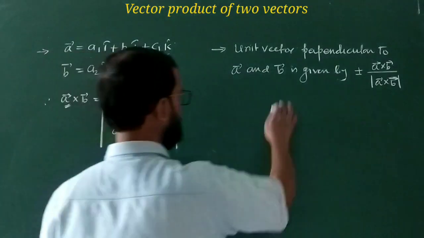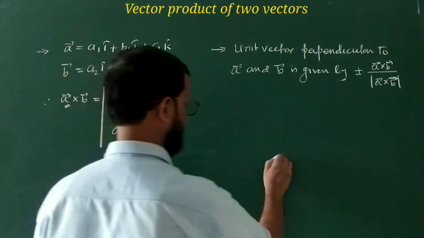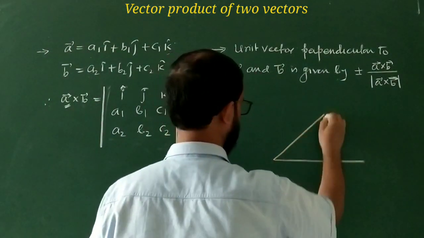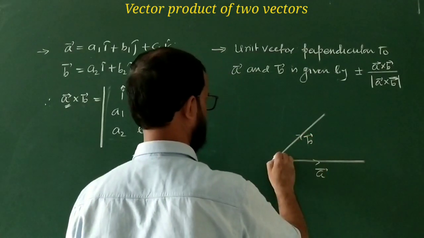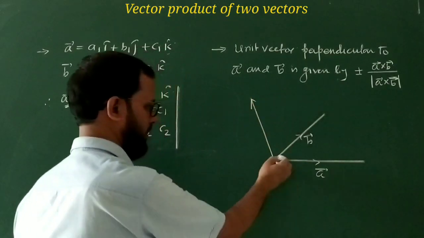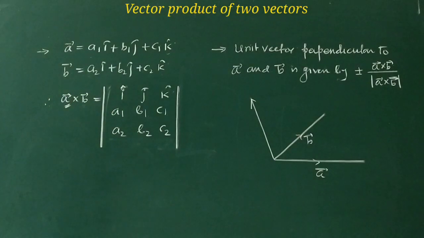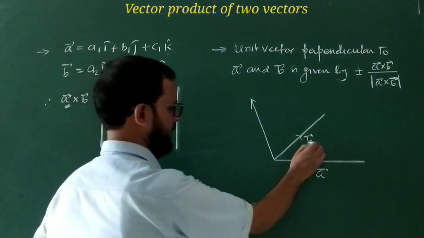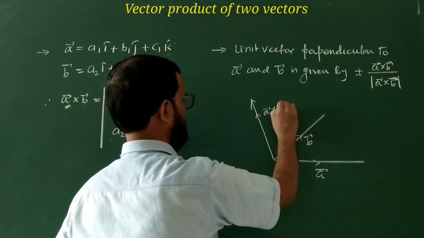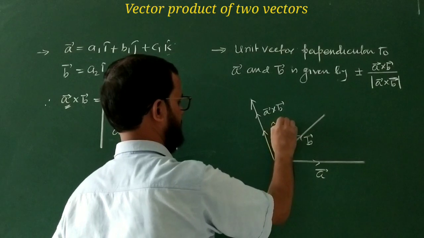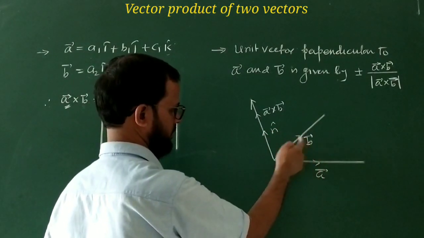Another point is: what is the unit vector perpendicular to A vector and B vector? This is your A vector and this is your B vector. Then A cross B is perpendicular to both the vectors A and B. So along A cross B there is a unit vector n cap. This is the unit vector perpendicular to A vector and B vector.